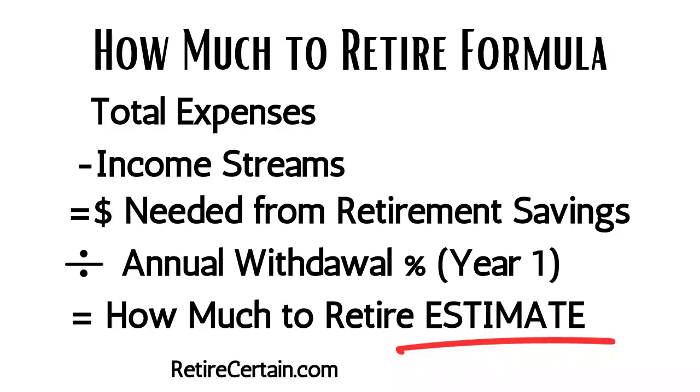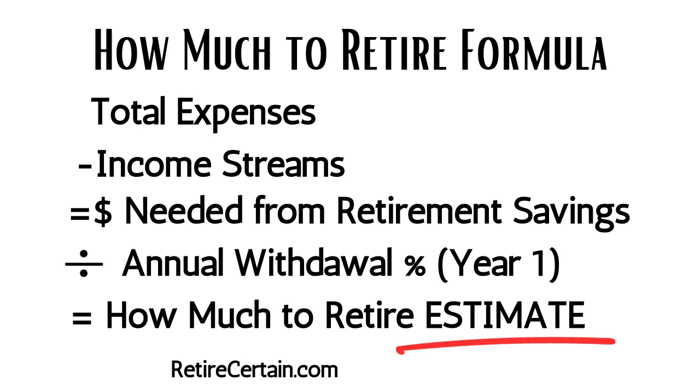Okay, so the formula is expenses, less income streams, and remember that's Social Security or any other kind of income you have that's outside of your investment account. And then that equals the amount that you need from your retirement savings, and then you divide that by the retirement withdrawal rate that you've chosen to use. In the example, I used 4%. I've done another entire video about the risk associated with using that 4% and really the whole formula in general. So make sure you take a look at that. And then that gives you the estimate, though, for about how much you need to retire.